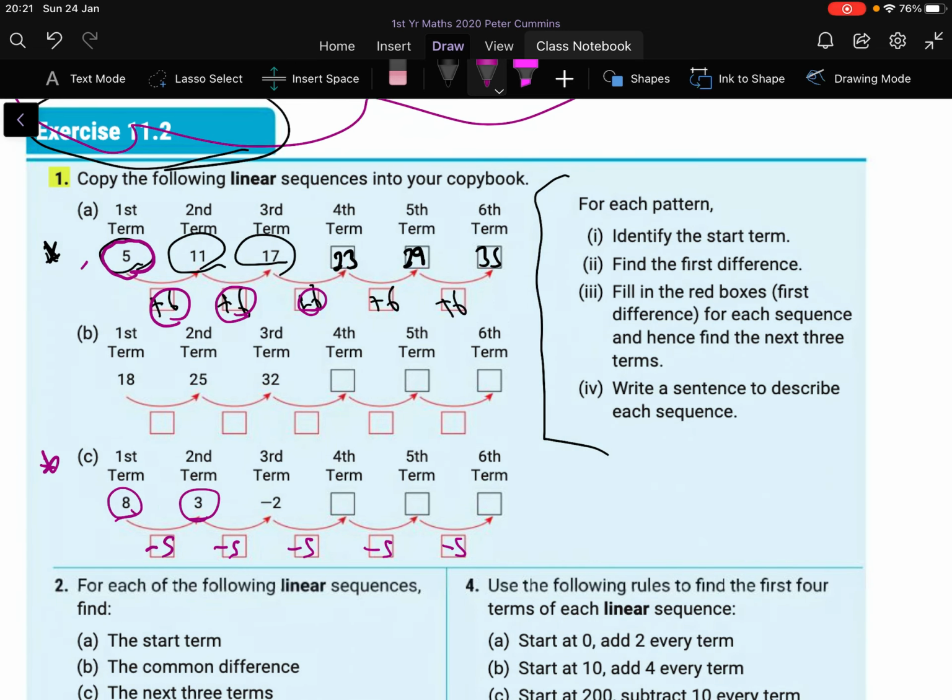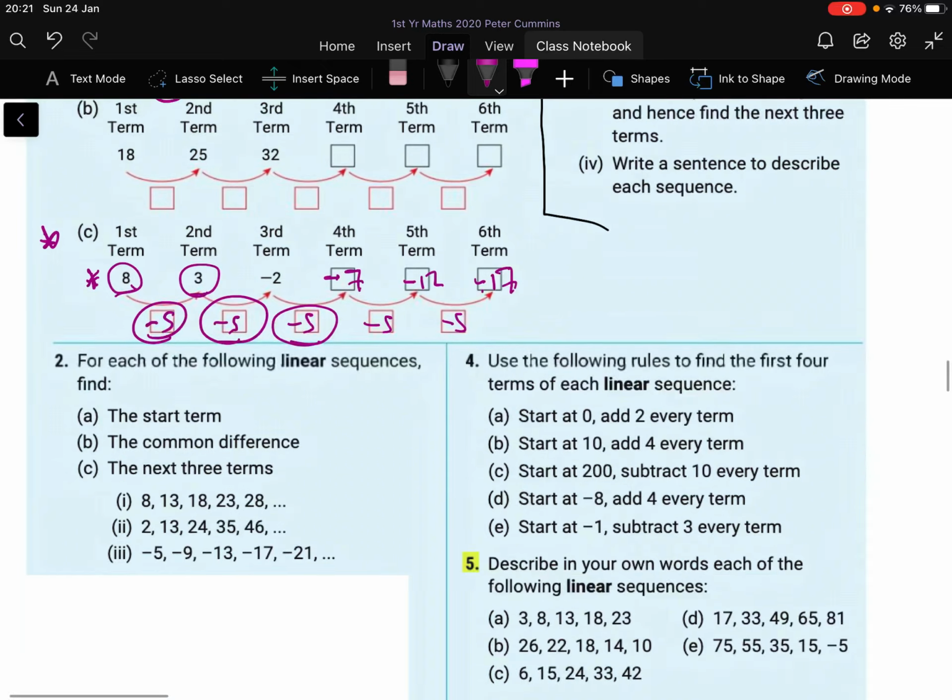And then when I take 5 away from minus 2, it's going to give me minus 7. Take away 5 again, it's going to give me minus 12. Take away 5 again, it's going to give me minus 17. So if I was to write that in a sentence, my sentence would be, it starts with 8, and you take away 5 every time, every term. Okay, that's question 1 done for you.